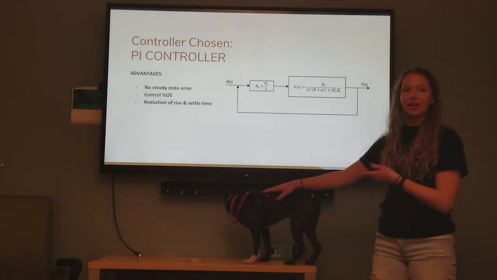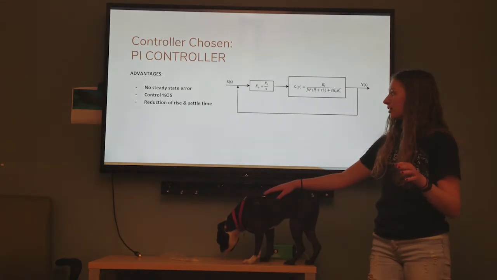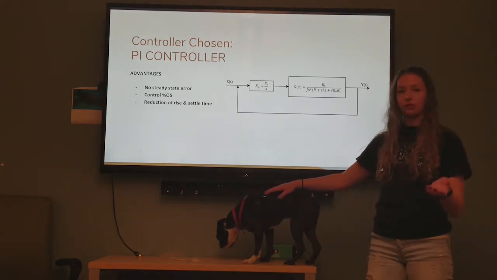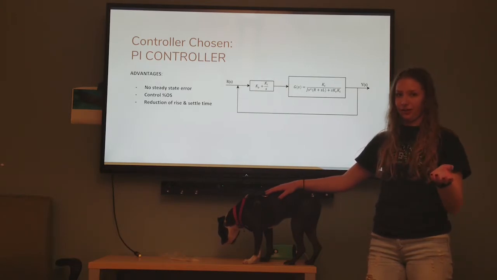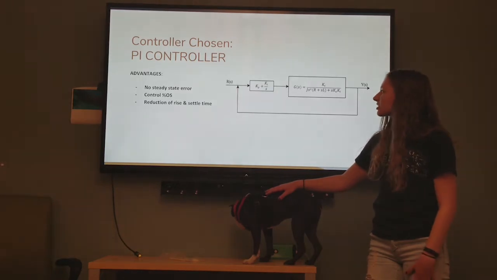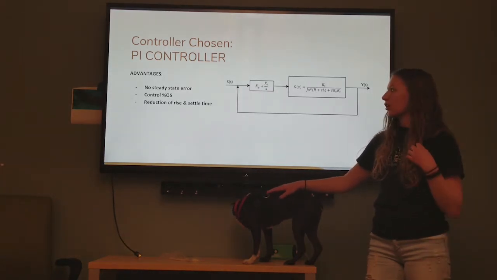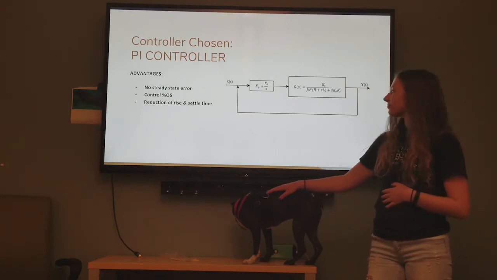We decided to use a PI controller because when using a PI controller, there's no steady state error. It also gives us a chance to control the percent overshoot, which we decided to set to 0 because we don't want the thing to just go and cut people where it's not supposed to cut, and other things like that. And it also reduces our rise and settling times so that we're able to do the surgeries in a timely manner.